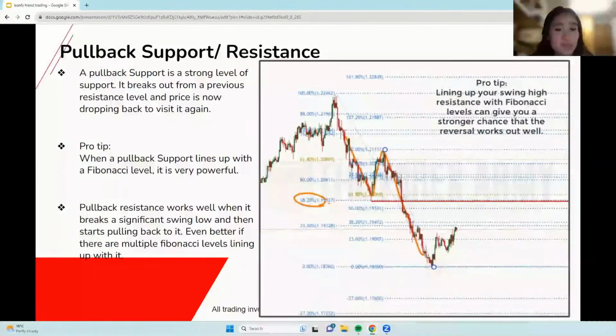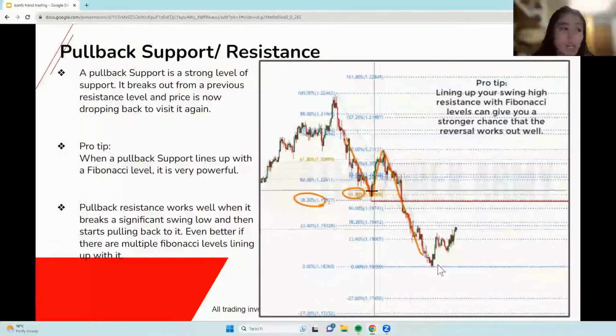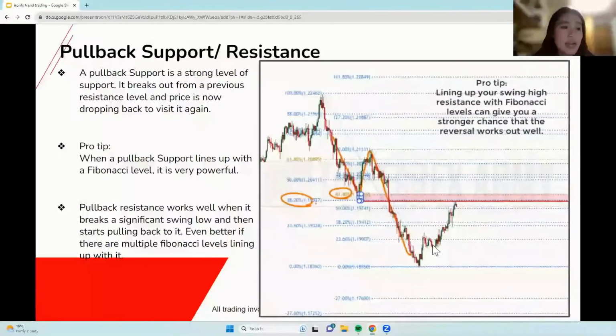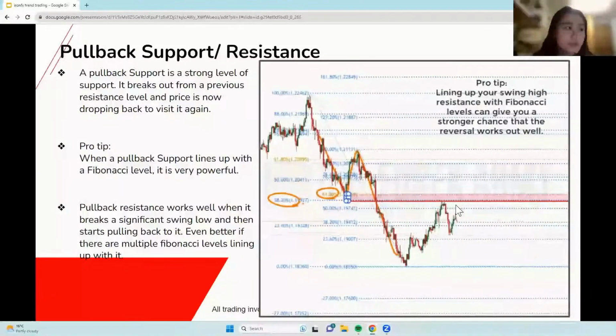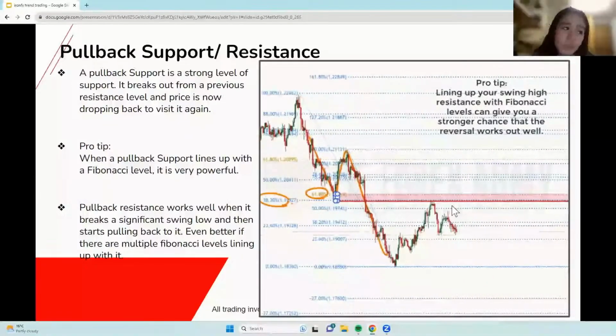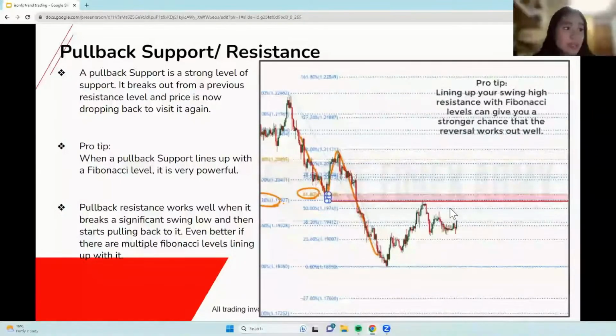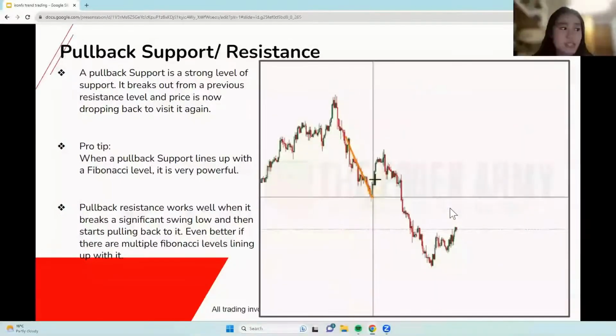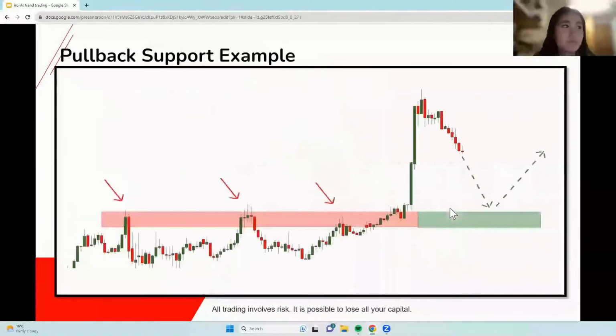Pullback resistance works well when it breaks a significant low, as you can see from the chart here. It breaks the level and then it makes a significant swing low and then it starts to pull back to this level. That's why we call it a pullback. We advise that it's even better if there are multiple Fibonacci levels that are lining up with it.